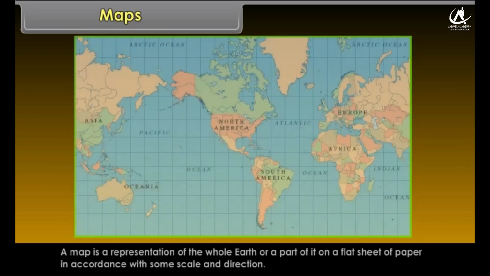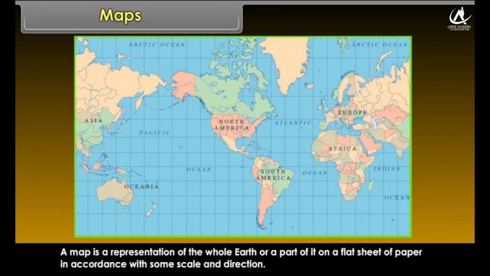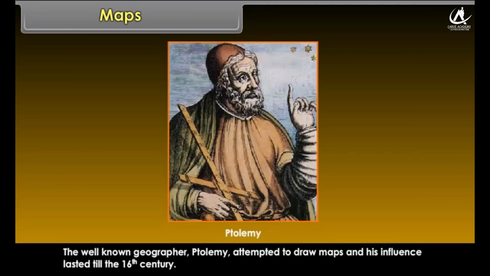Maps. A map is a representation of the whole earth or a part of it on a flat sheet of paper in accordance with some scale and direction. The well-known geographer Ptolemy attempted to draw maps and his influence lasted till the 16th century. All the maps are put together to make an atlas of maps of various sizes and drawn on different scales. They provide more information than a globe.